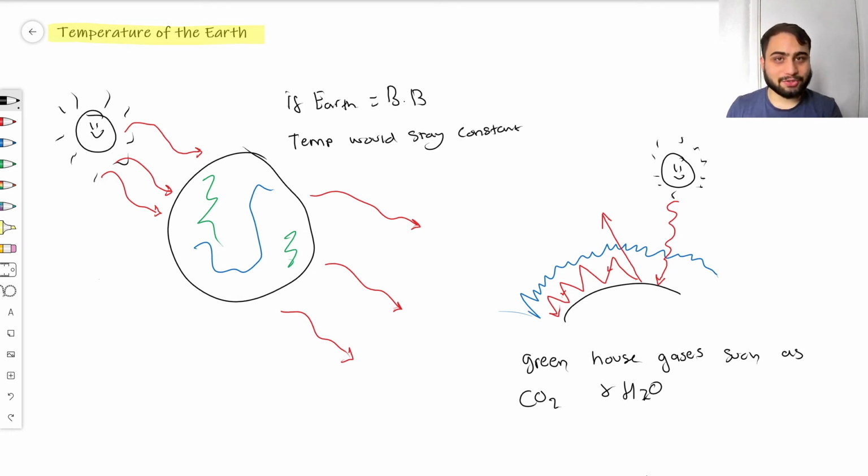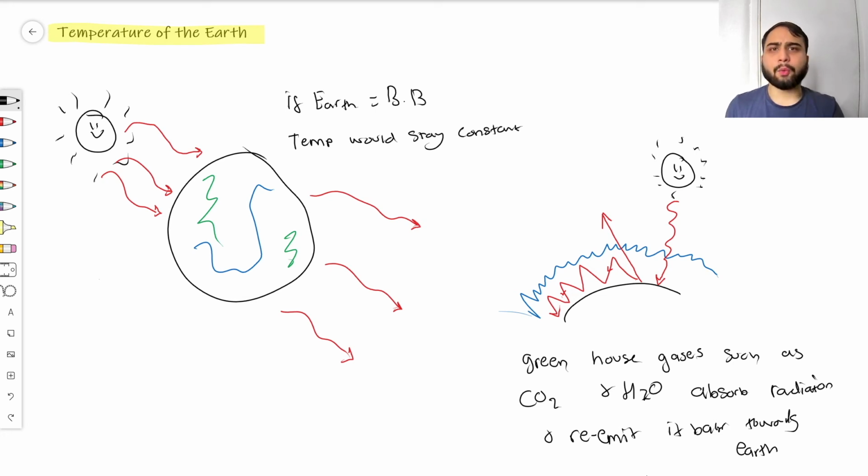Water vapor is also a greenhouse gas. Greenhouse gases such as carbon dioxide and water absorb radiation and re-emit it back towards Earth. So why is this a problem?